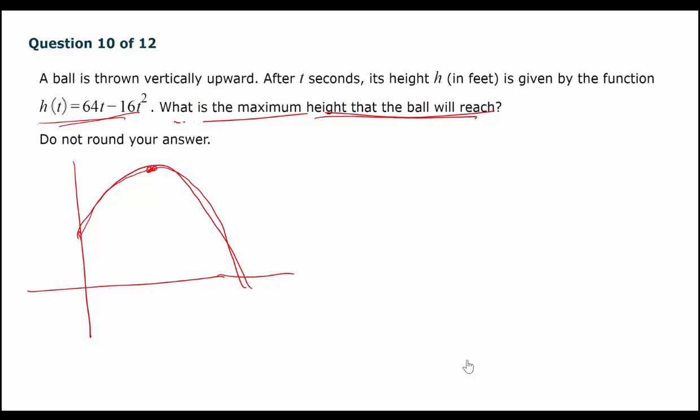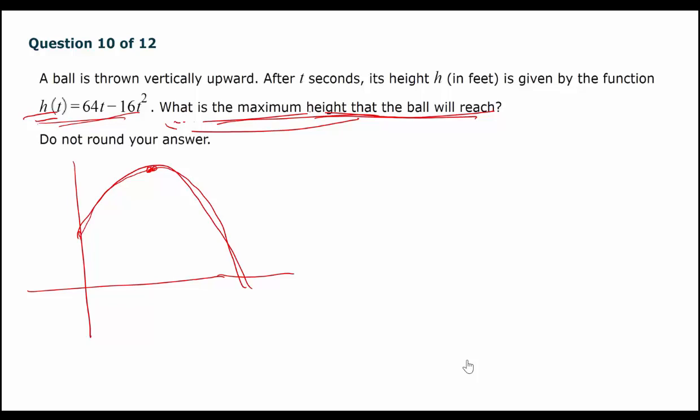Now, which value of the vertex? X value or y value? This is the maximum height, which means the height you are looking for, and height is the y value here. So you are looking for the y value. So you have to understand that. If it says when it will reach the maximum height, then you are looking for the x value of the vertex. Now we are ready to start.